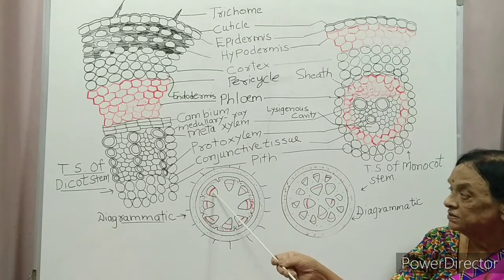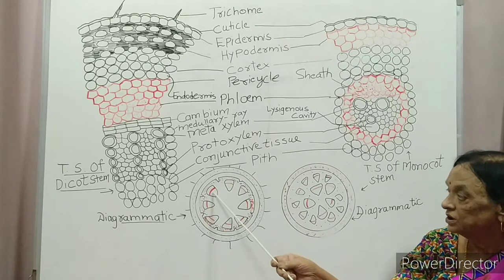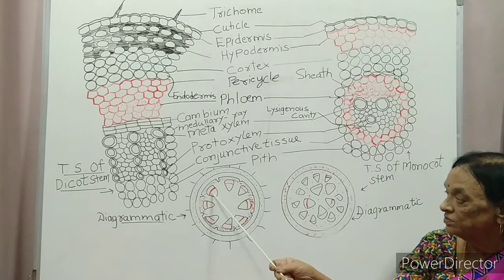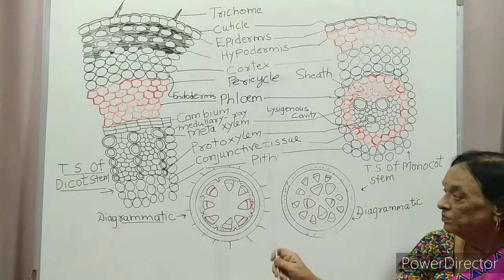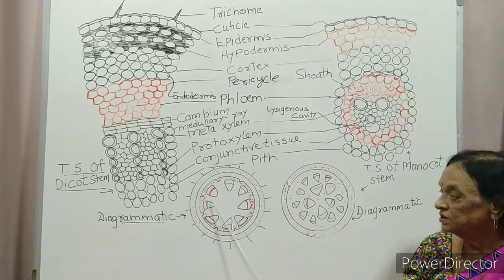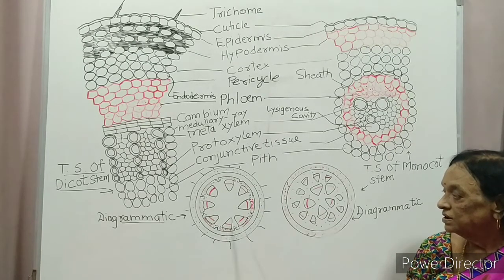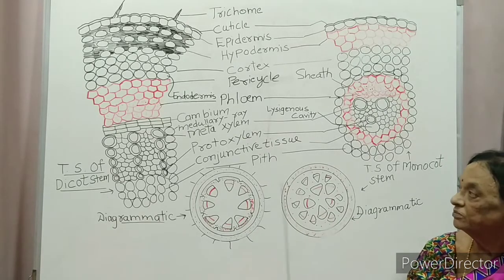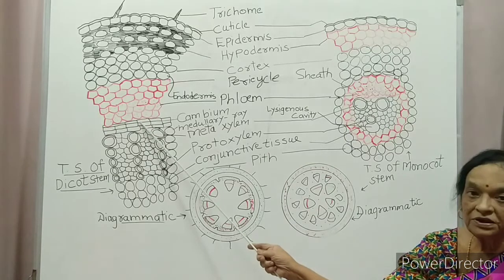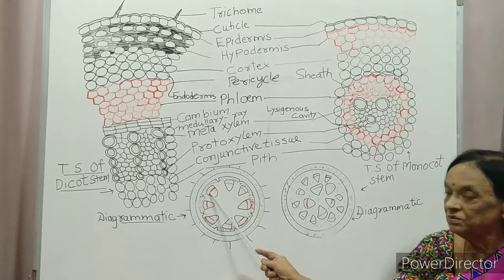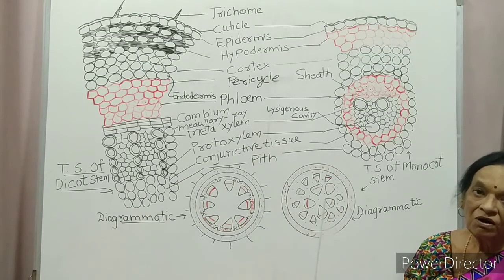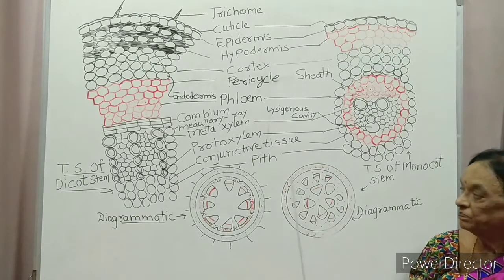Now if we see in this tissue, in this vascular bundle, this is the cambium. It produces xylem towards the lower side, phloem towards the outside. Cambium inside the vascular bundle is called vascular cambium or fascicular cambium.